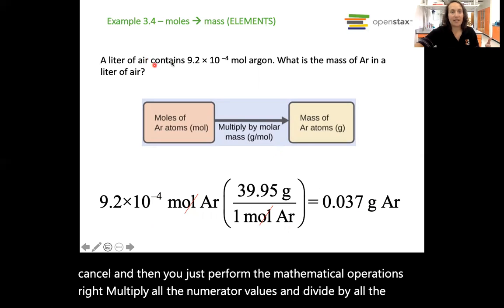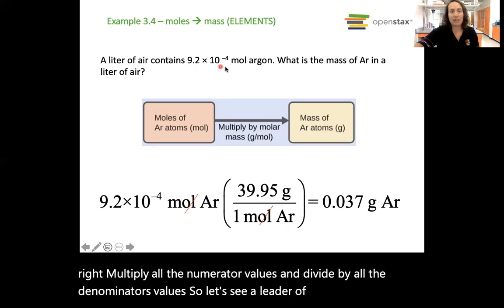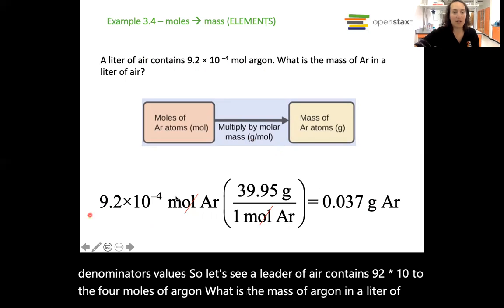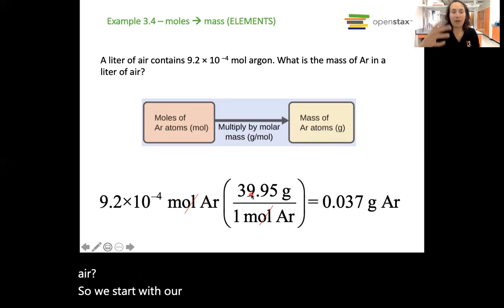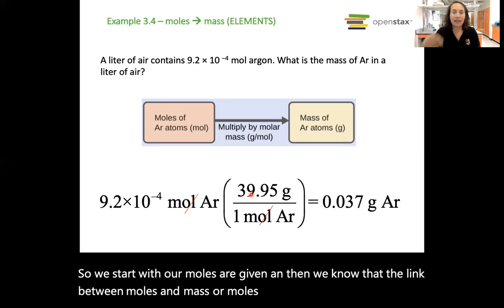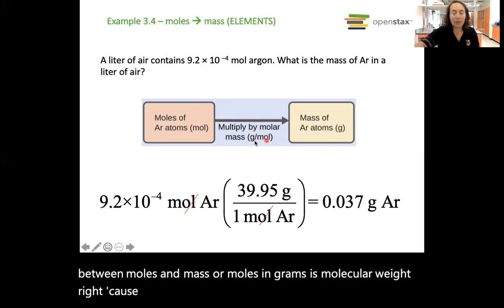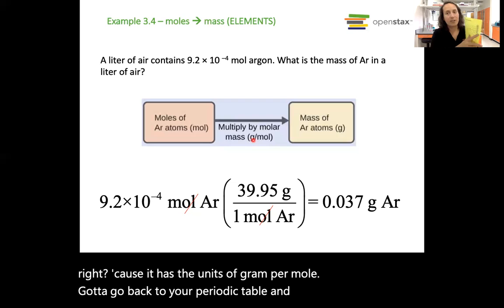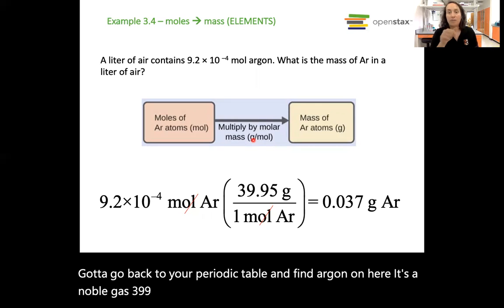Let's see, a liter of air contains 9.2 times 10 to the 4 moles of argon. What is the mass of argon in a liter of air? We start with the moles given, and we know that the link between moles and grams is molecular weight, because it has the units of grams per mole. Go back to your periodic table and find argon, a noble gas: 39.95 grams per mole, okay?